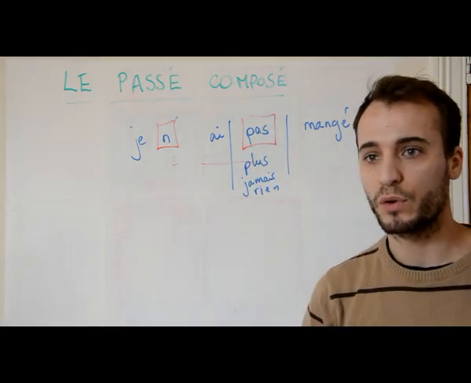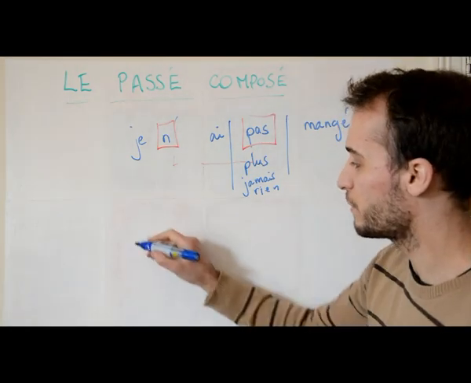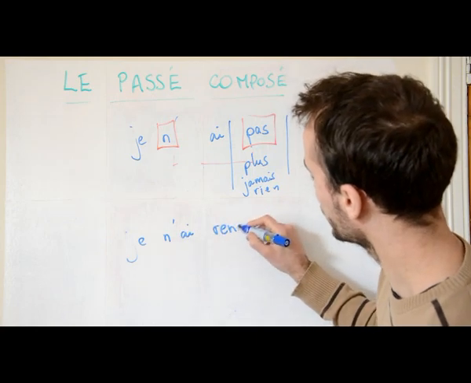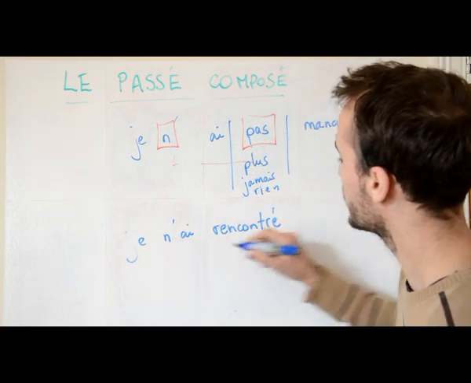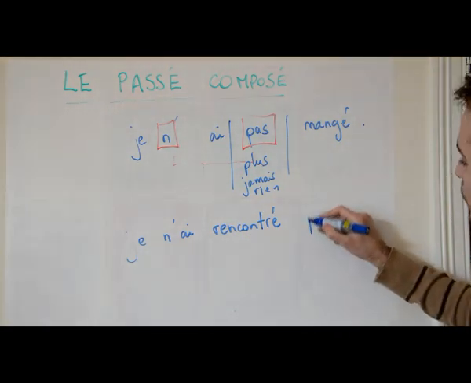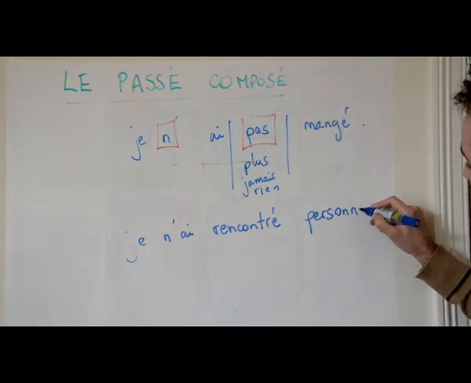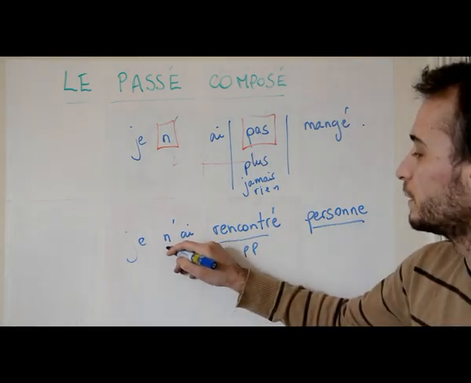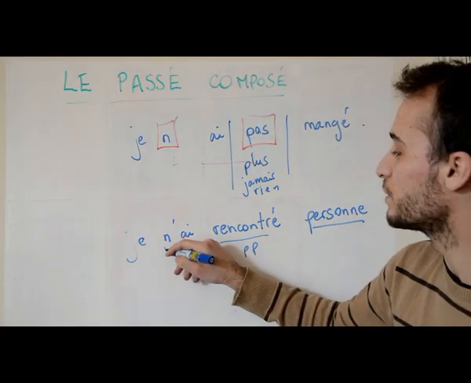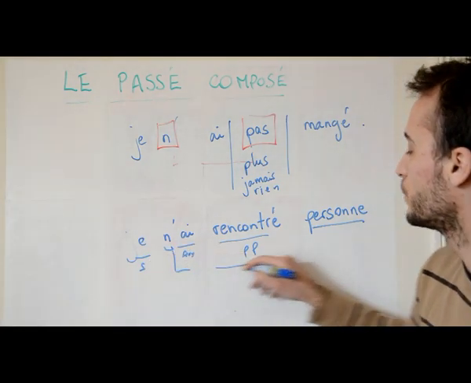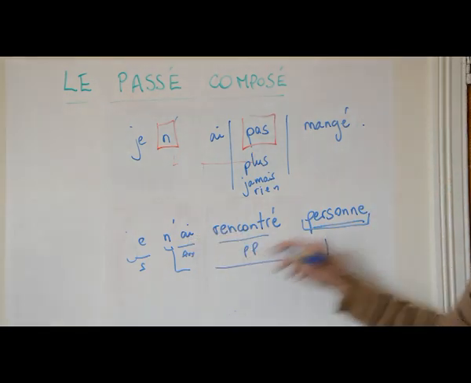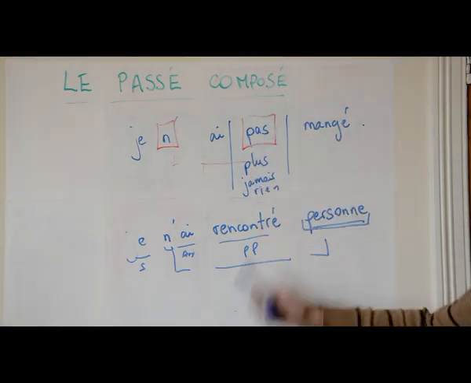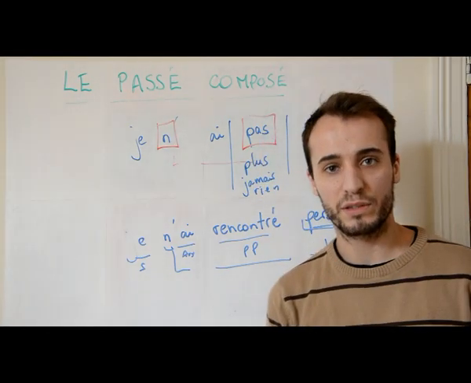Then there's an exception for personne. Personne goes after. If I'm saying, for instance, je n'ai rencontré, so that's to meet, personne. So I haven't met or I didn't meet anybody. So personne goes after the past participle. That's my auxiliaire, that's my negation, and that's my subject, so the negation goes after the verb, after the past participle. If it's pas, plus, jamais, rien, it's before. If it's personne, it's after. That's one of the exceptions of the negation.